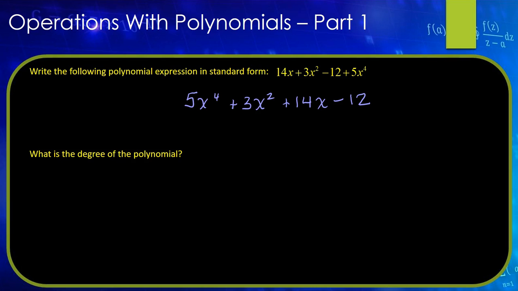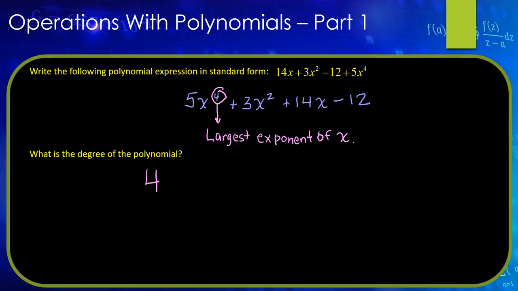What is the degree of the polynomial? Well, the degree is the highest power of, in this case, again, x that I see here. Now, because it is written in standard form, the largest exponent should be the one written in the first term. So that's why this would be considered to be a degree 4 polynomial.